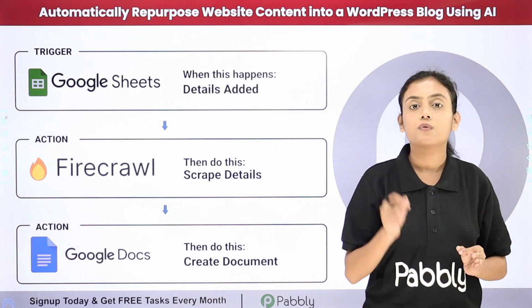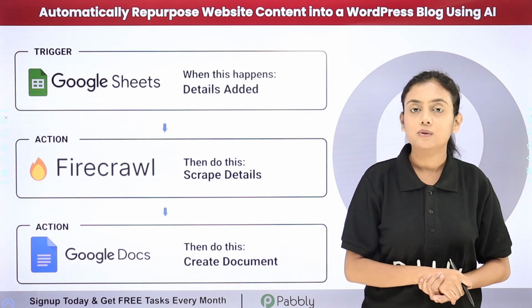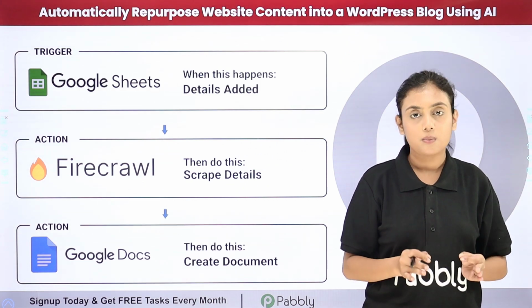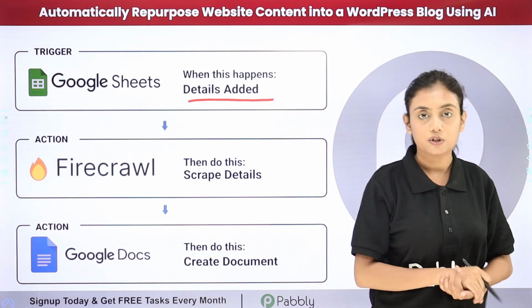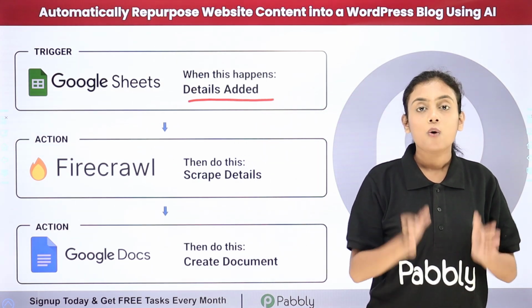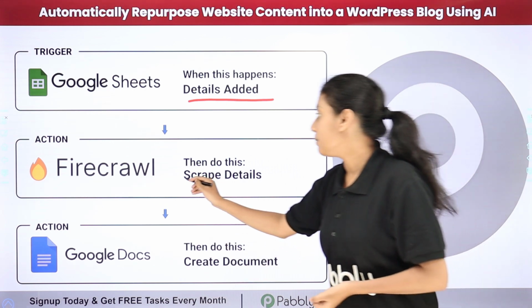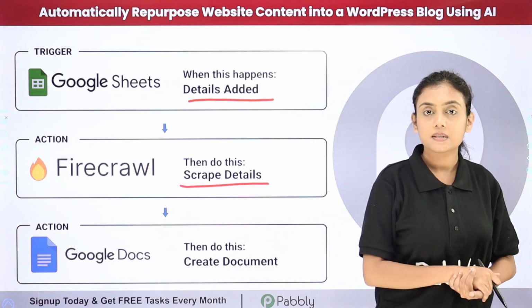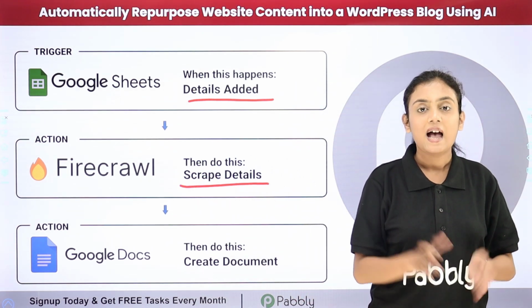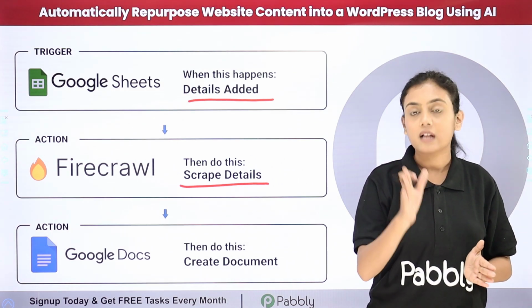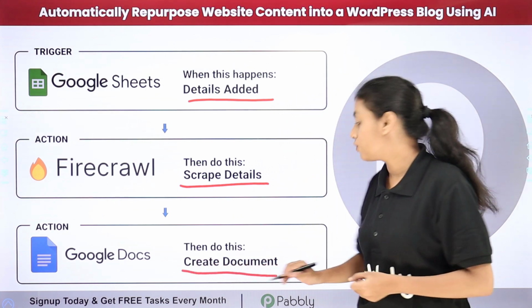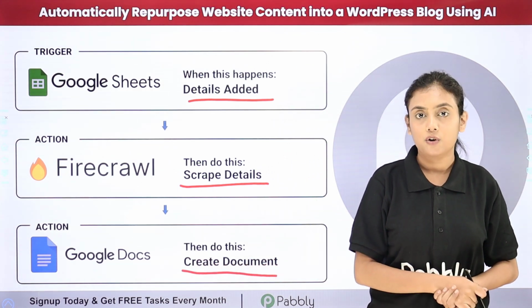I have created a record of all those website URLs in Google Sheets. So here what I want is that as soon as I add the details of the website in Google Sheets, automatically with the help of that website URL, I'm going to scrape the details of that website using Firecrawl. Then, as I scrape the details out, I want to create a record of that scraped data as a document with the help of Google Docs, okay?